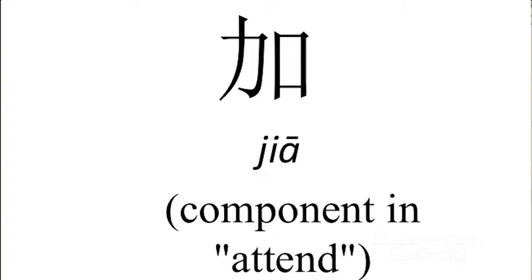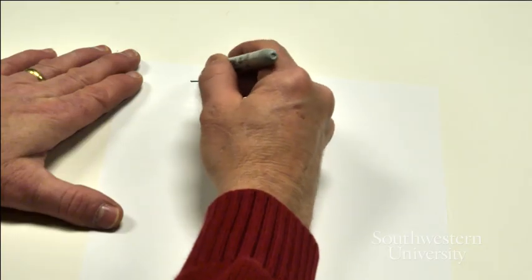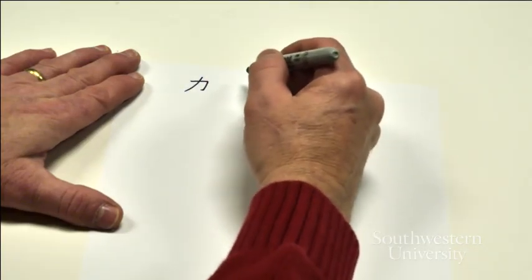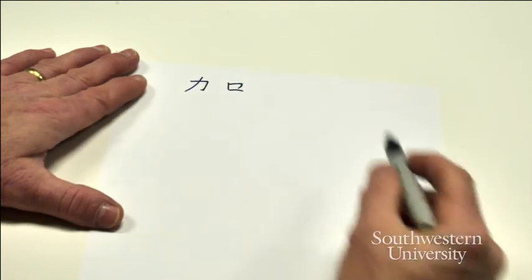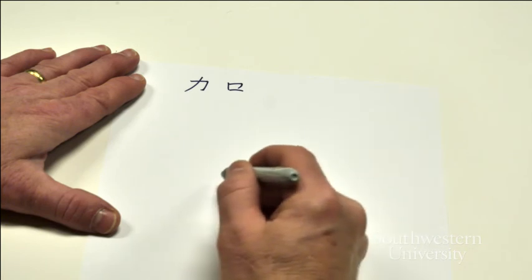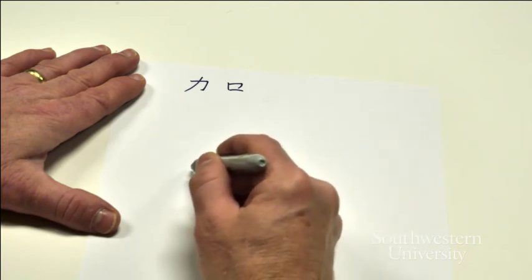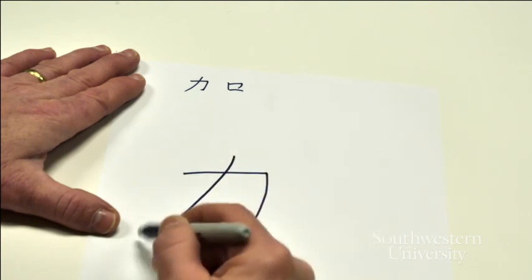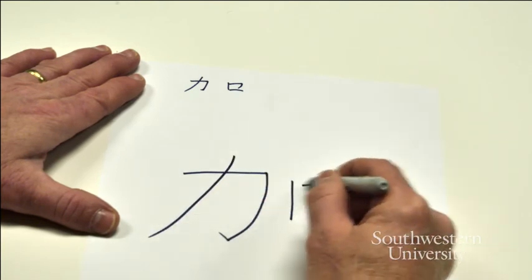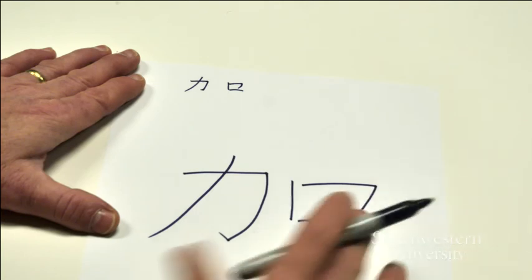Can, jia. In this case, it's just the second component in to participate, but it is an indication of strength and ko, to increase, to add to. So that's its more generic, broad meaning.